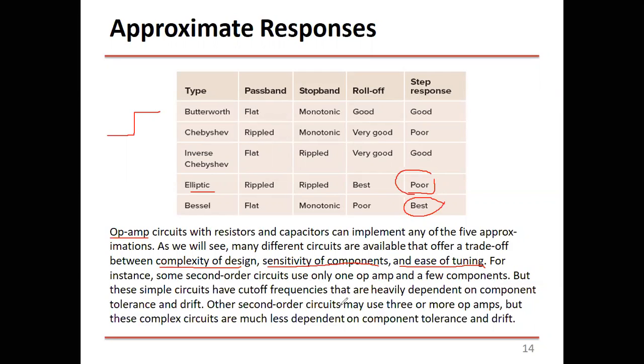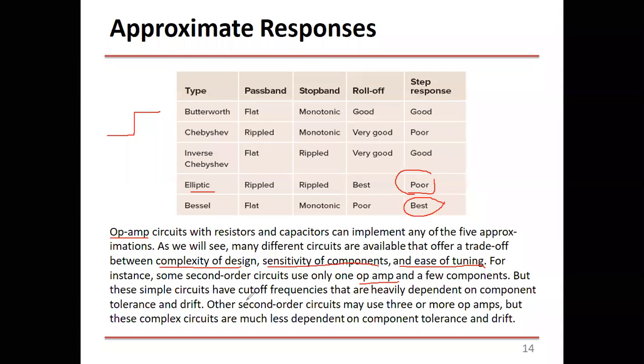So some second order circuits use only one op-amp, as we're going to see, and some other few components, of course, like resistors and capacitors, while others use 2 or 3 op-amps. So these others are more complex compared to the first one.